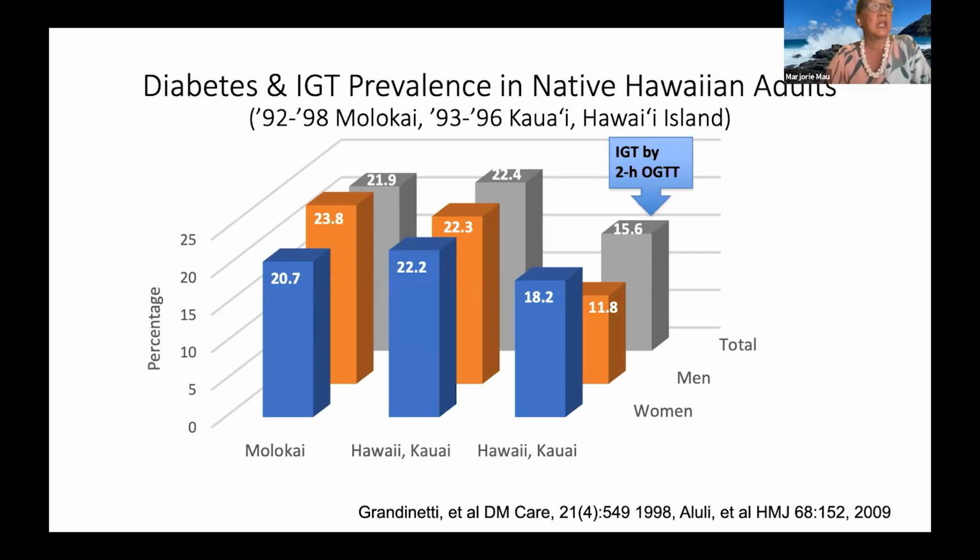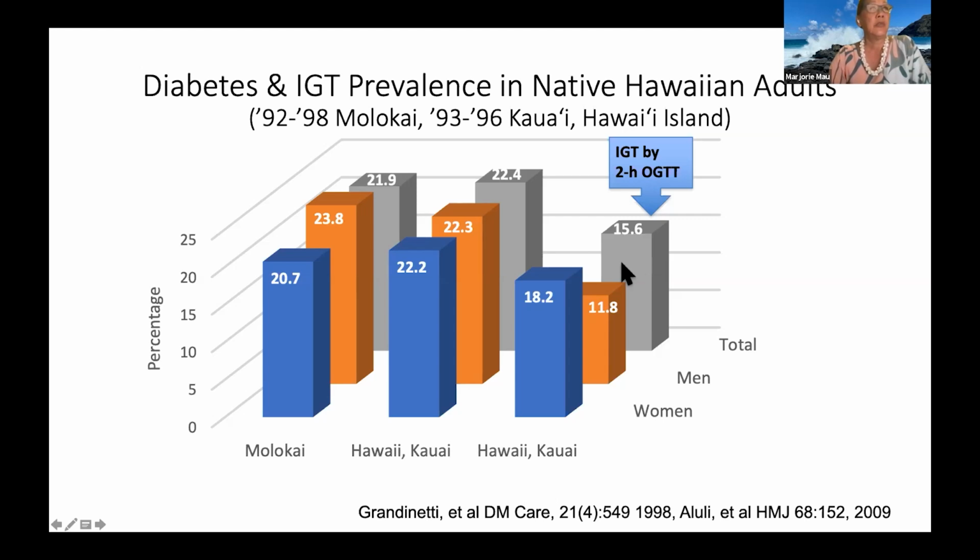And this is the data that came out of the Native Hawaiian Health Research Project as a historical marker of how far we've come in terms of diabetes and understanding the prevalence of diabetes and impaired glucose tolerance in Native Hawaiian adults. And this data from Hawaii and Kauai is from the Native Hawaiian Health Research Project. And this is data from Molokai carried out by Dr. Emmett Aluli. And you can see that the prevalence in women and men and overall are very, very similar, even though the methodology was slightly different.